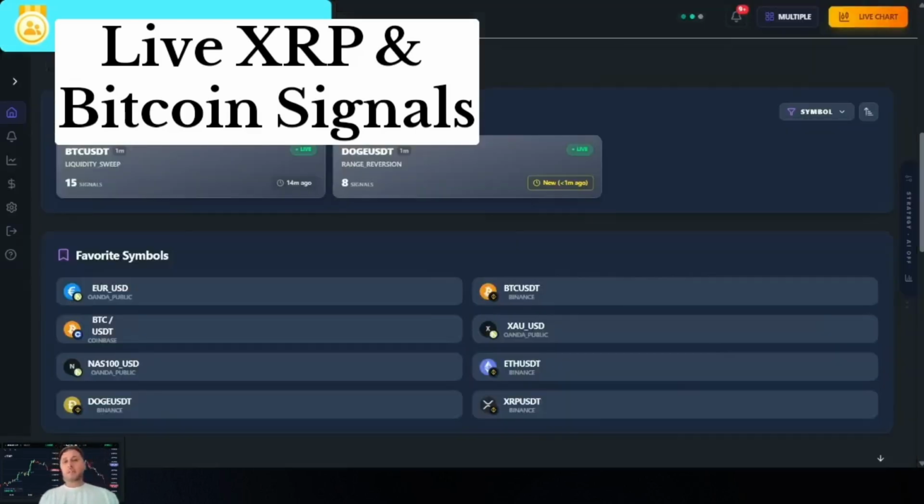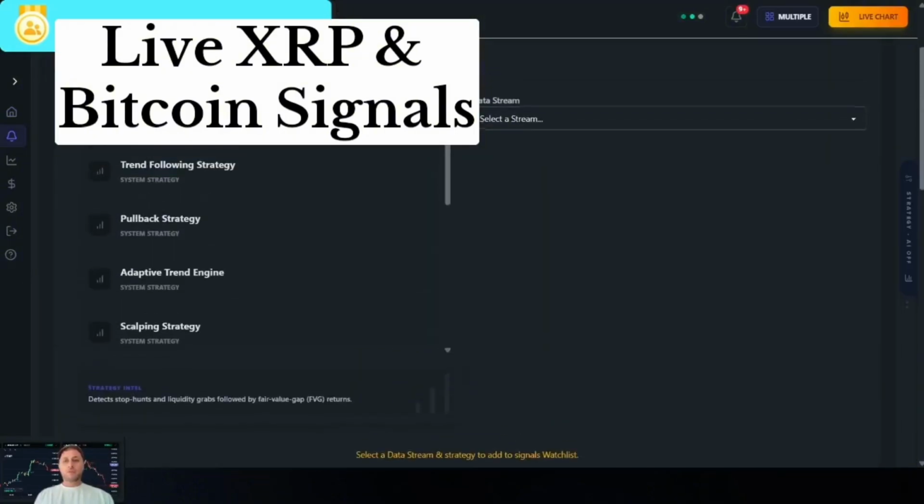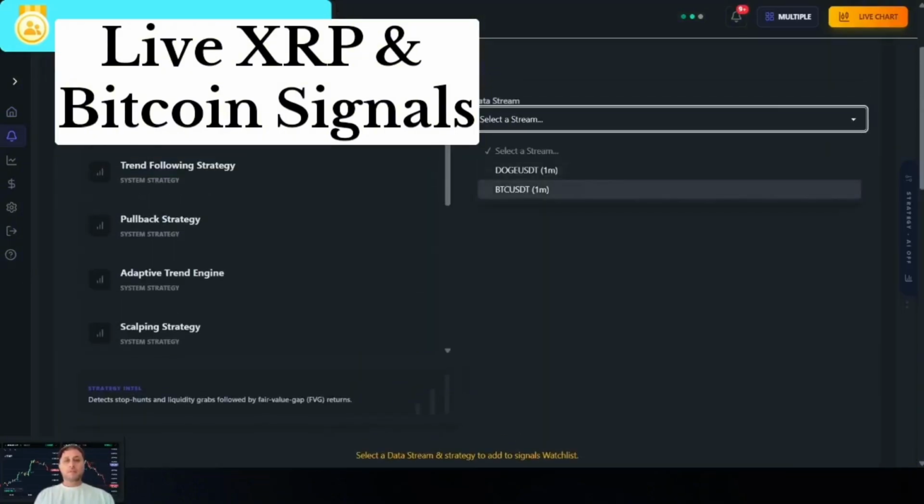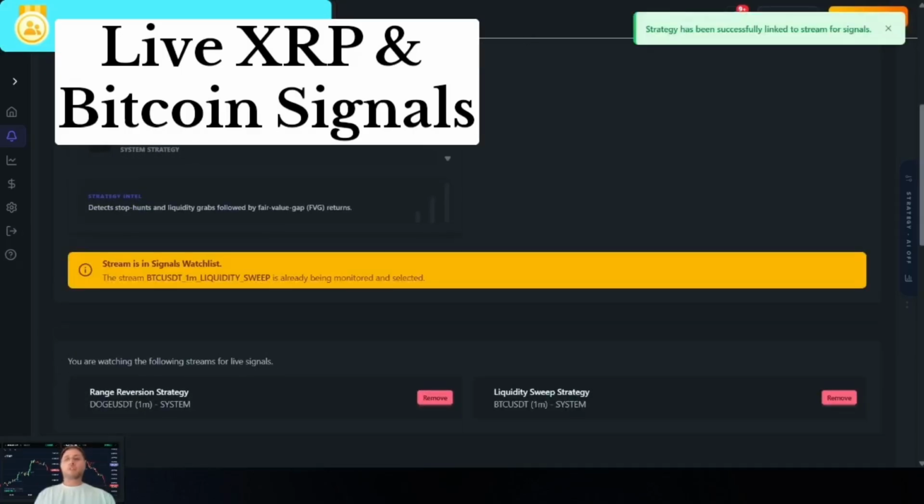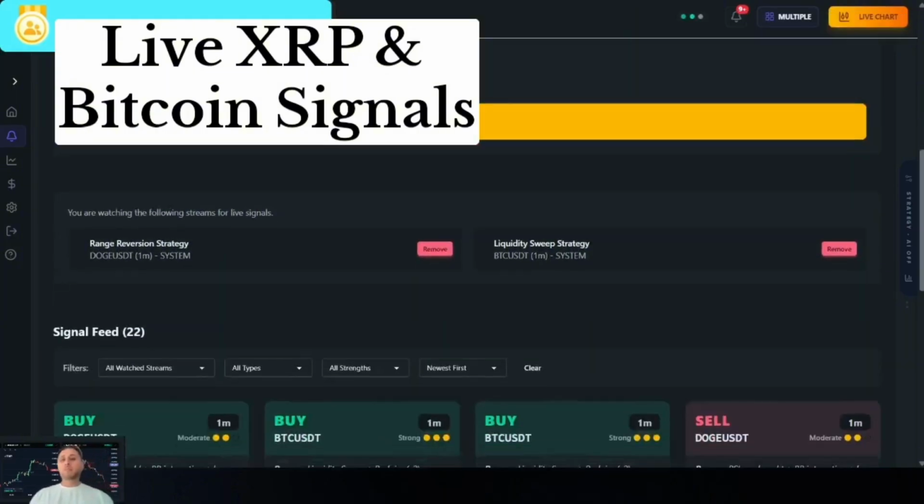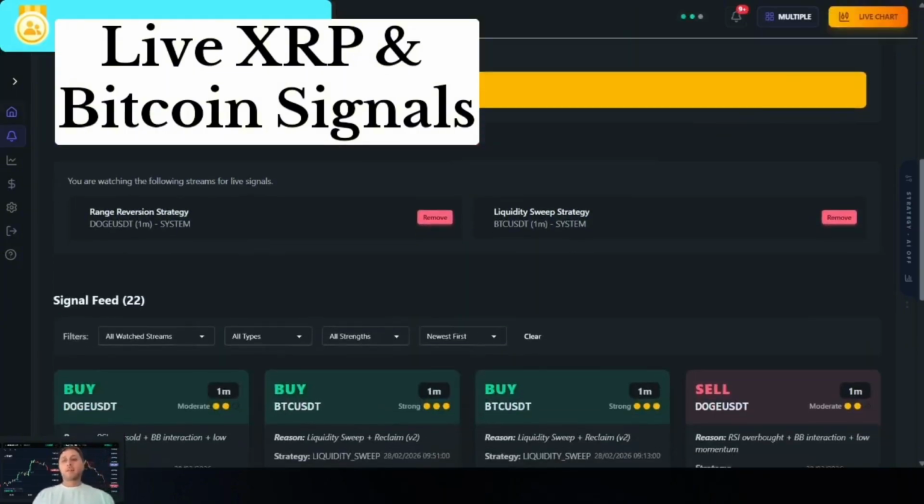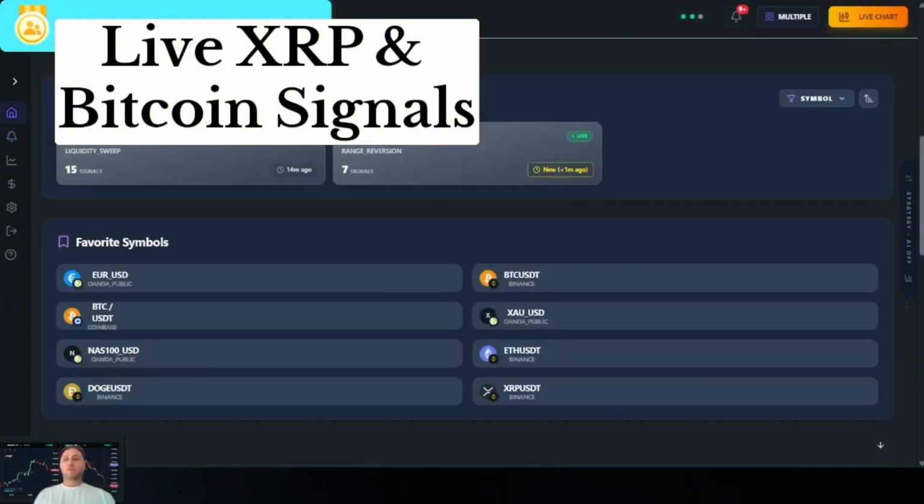And let me set this up. Bitcoin. This is the locking method, okay? Each time I come to a signal, I lock it for that particular strategy, then that strategy will always be used by Bitcoin.